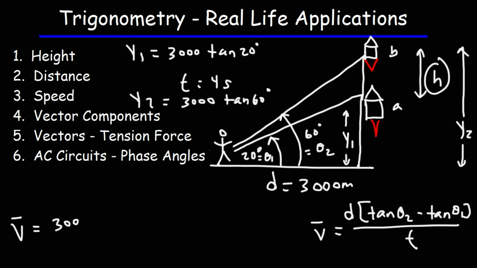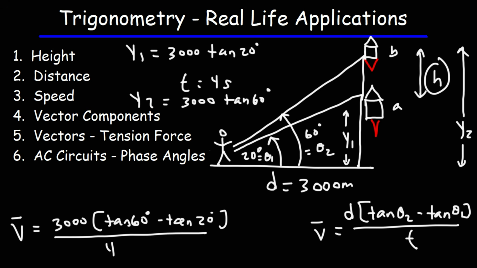So d is 3000, and then it's going to be tan 60 minus tan 20, divided by the 4 seconds. So this is 3000 meters, and divided by 4 seconds, the average speed is going to be in meters per second. So the average speed is 1026 meters per second, approximately.